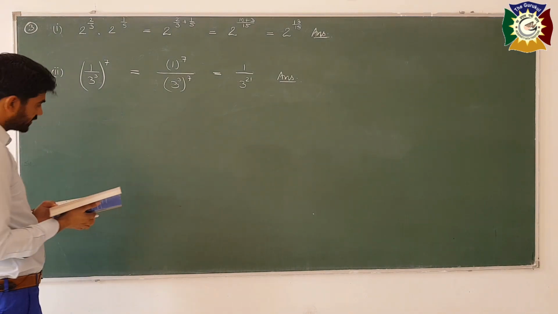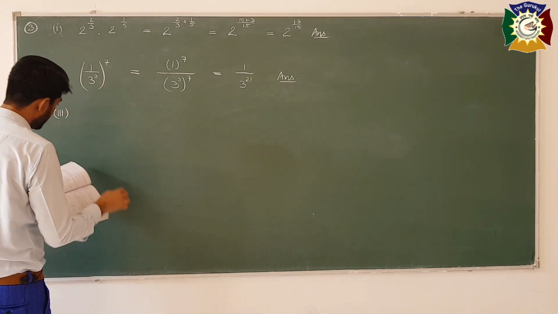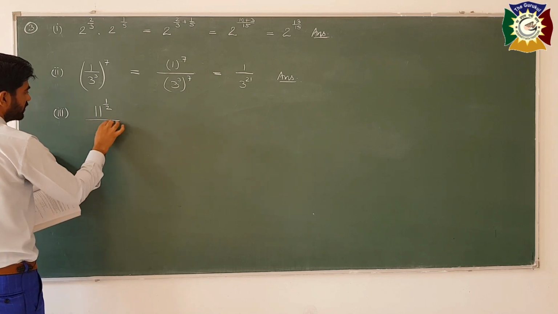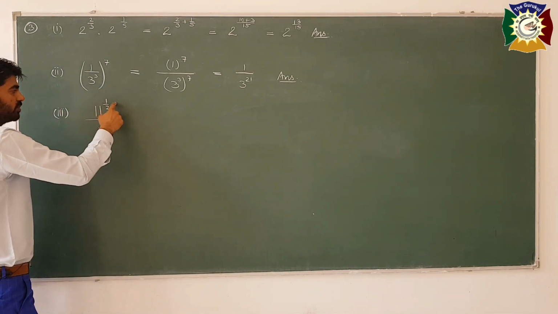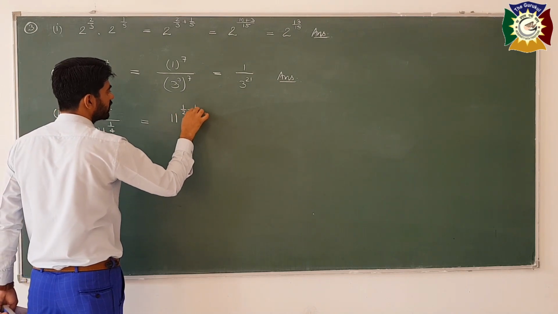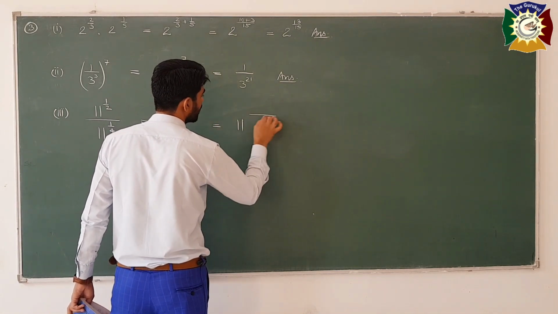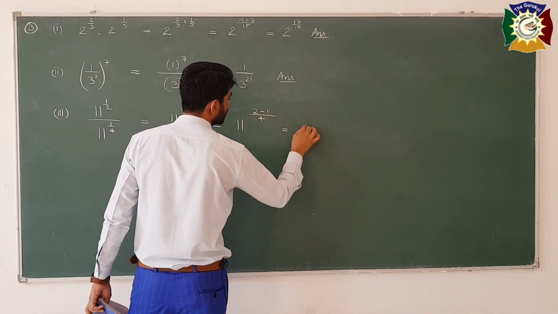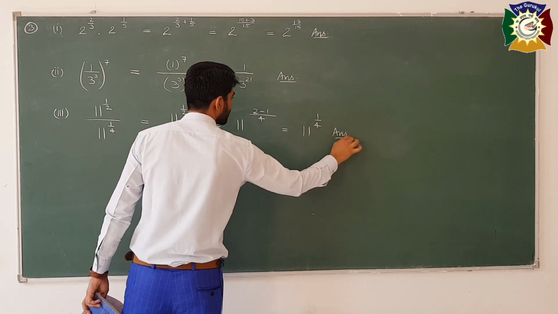Next we have third part, 11 to the power 1 by 2 divided by 11 to the power 1 by 4. Now bases are same, so the power will go up, it will become 11 to the power 1 by 2 minus 1 by 4. So it is equal to 11 to the power, LCM will be 4, so 2 minus 1, which is equal to 11 to the power 1 by 4. This will be the answer.